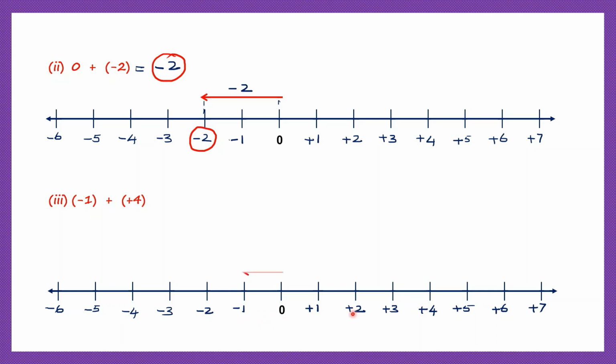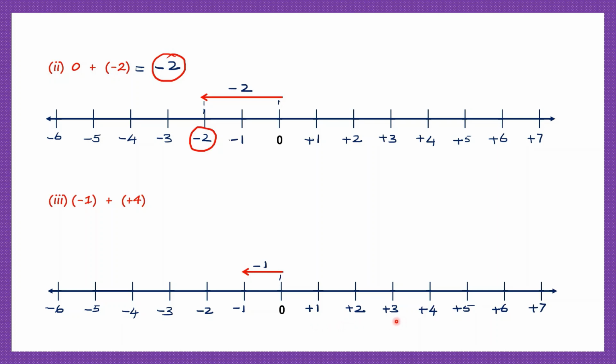So let's do that. So 0 to minus 1. So let's write minus 1 here. Now let's look at the next integer. It is plus 4. That means from where we stopped, we have to move 4 places to the right. Because it's a plus sign, we are moving to the right, 4 places. So let's see from minus 1, 1, 2, 3, 4.